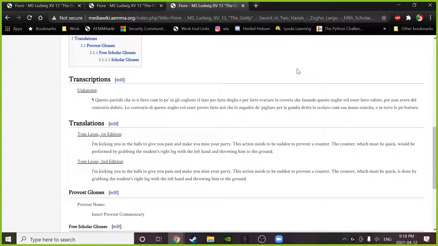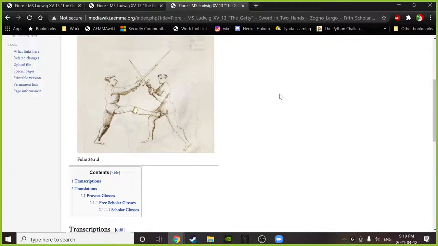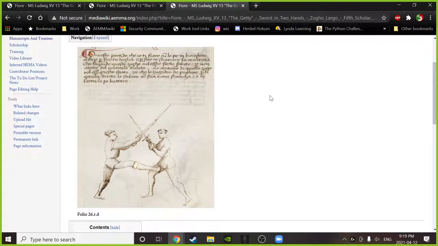For posterity's sake. Kicking you in the balls to give you pain and make you miss your parry. This action needs to be sudden to prevent a counter. The counter, which must be quick, is done by grabbing the student's right leg with the left hand and throwing him to the ground. All right.